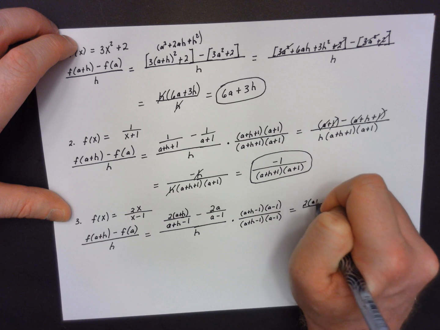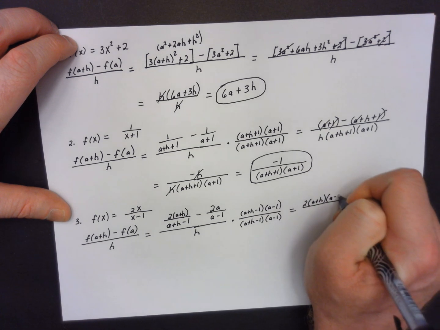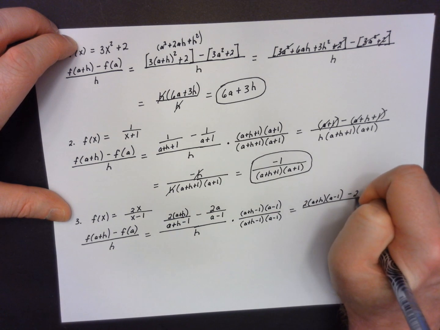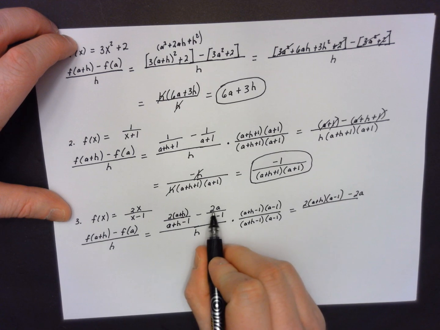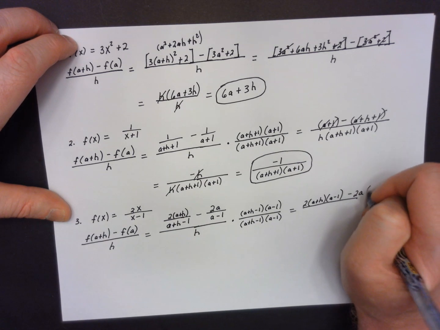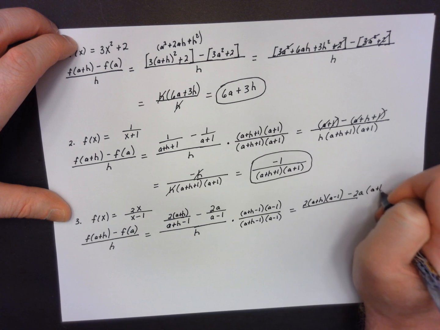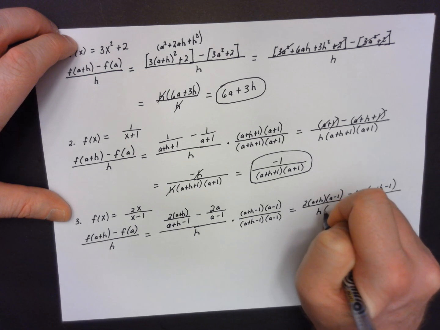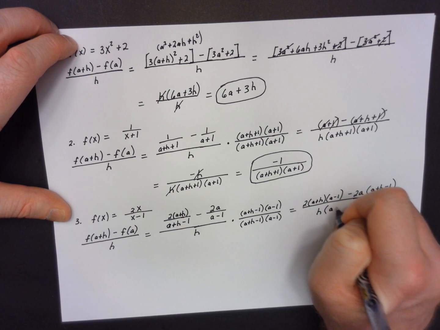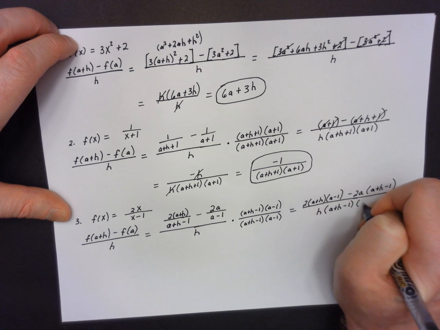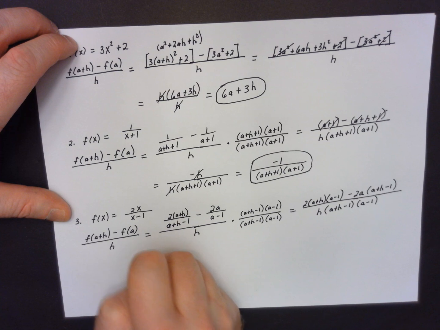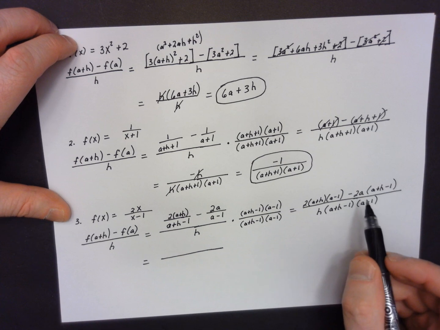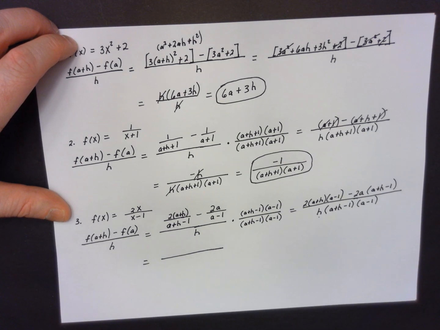We'll have to multiply that out in the next step. My other term is going to be minus 2a. The a minus 1 would cancel, but I'll have minus 2a times the group a plus h minus 1. And all of this is over the combined denominator, all multiplied across, h times a plus h minus 1 times a minus 1. The goal of the simplification process of this difference quotient is I've got to get a factor of h in that numerator to cancel with the factor of h in the denominator. Once I can do that, I'll have the final difference quotient solution.